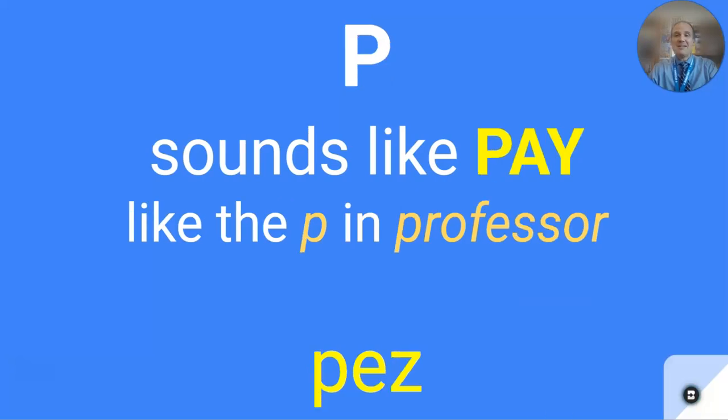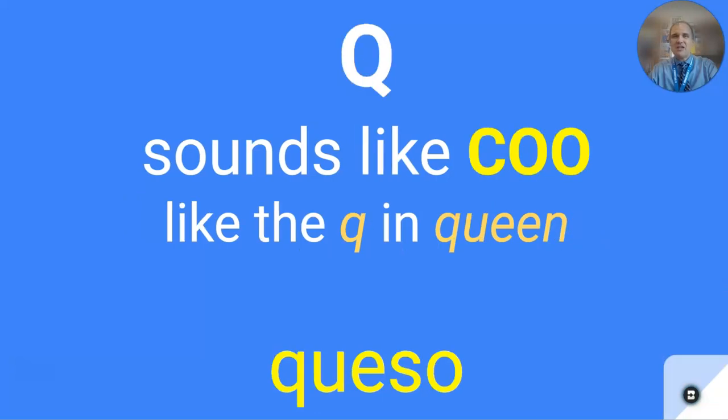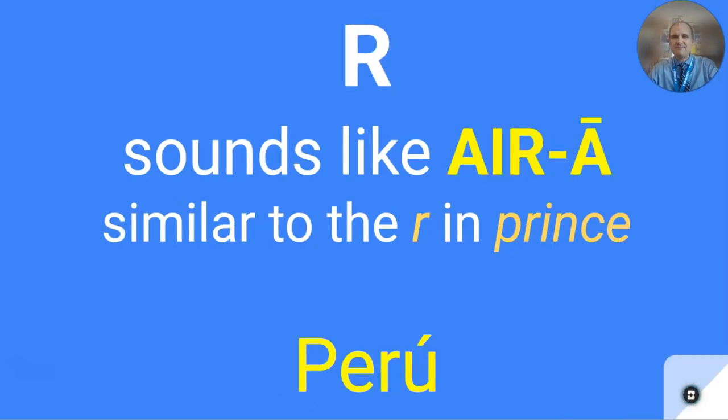The letter P in Spanish sounds like pe, like the P in the word professor. An example word is pez, which is a fish. The letter Q is ku. So we have pe for P, ku for Q. It sounds like the letter Q in the word queen. An example is queso, which is cheese.